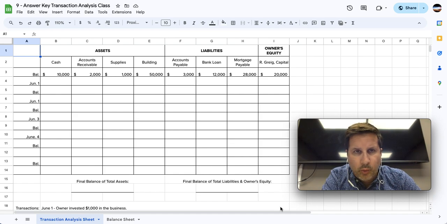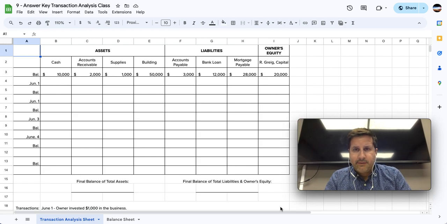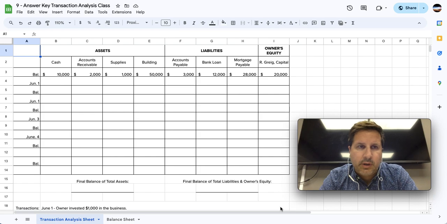Hey all, welcome to your tutorial on doing a transaction analysis sheet for accounting. As you're going to find, this is a pretty cumbersome thing that we're going to do, but it's going to help us understand the interactions between the various accounts that we have in accounting. So this will align with the previous file that you're going to have in D2L.